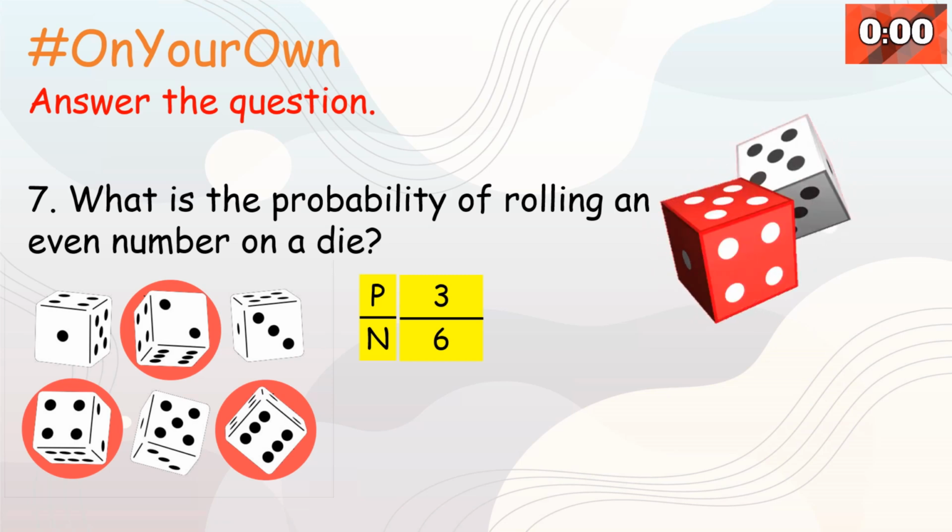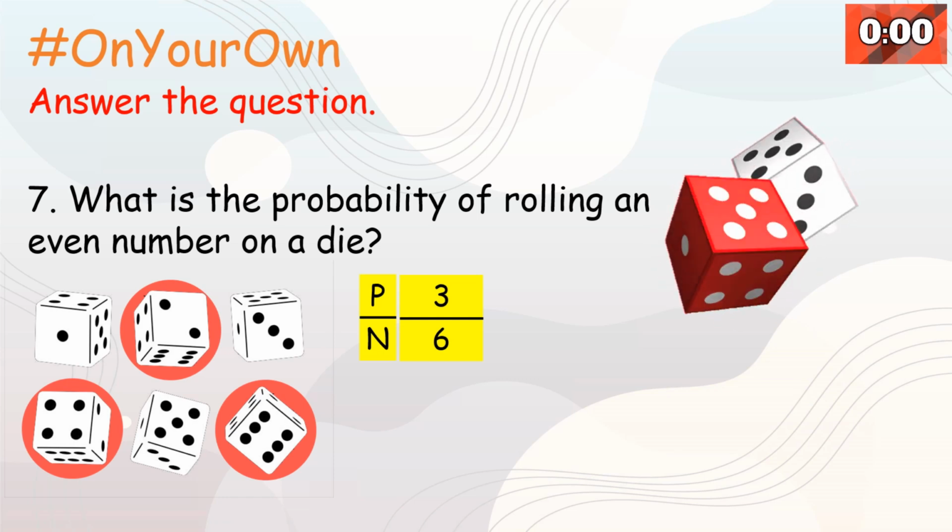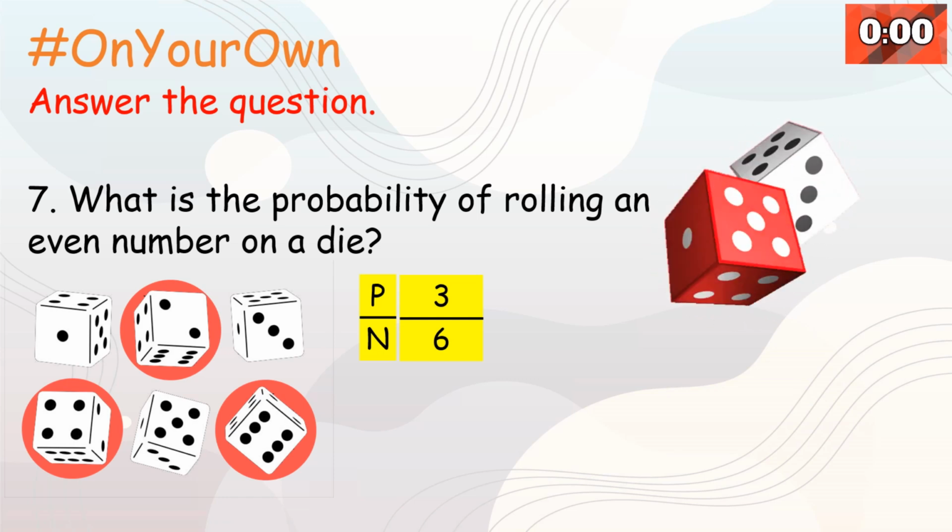So what is the probability of rolling an even number on a die? Even numbers are 2, 4, and 6. All of those are even numbers, no? So how many are the choices? 6, no? So, only 3 are even numbers.